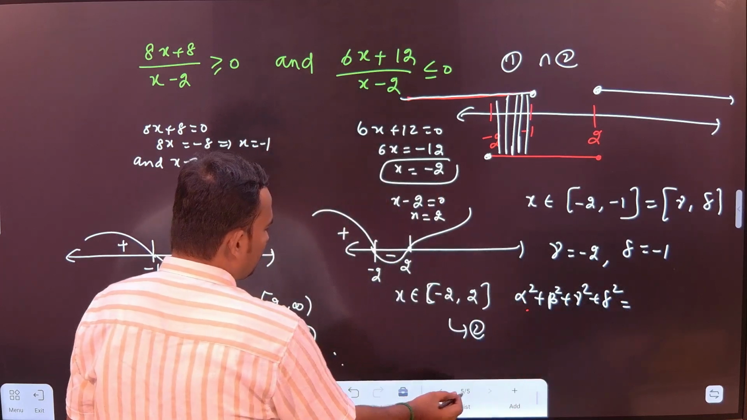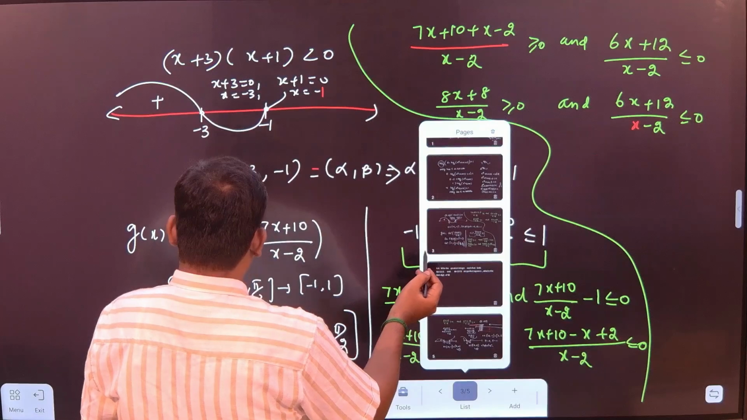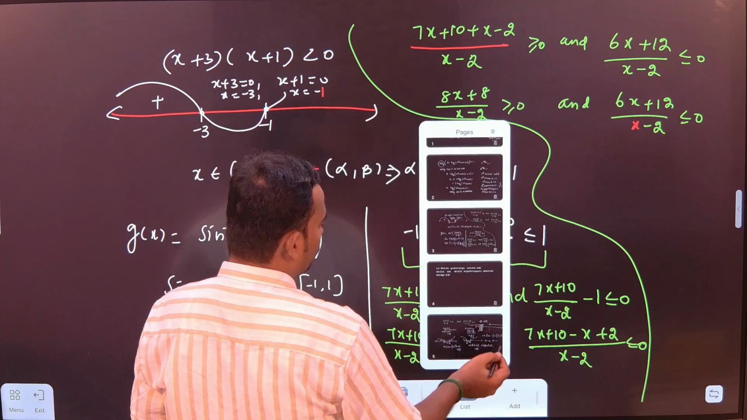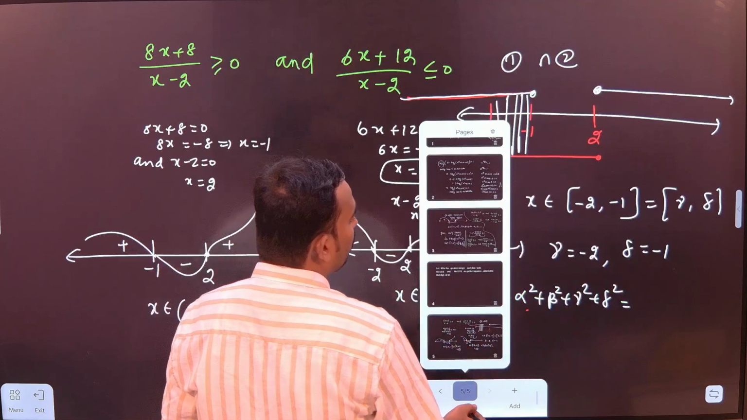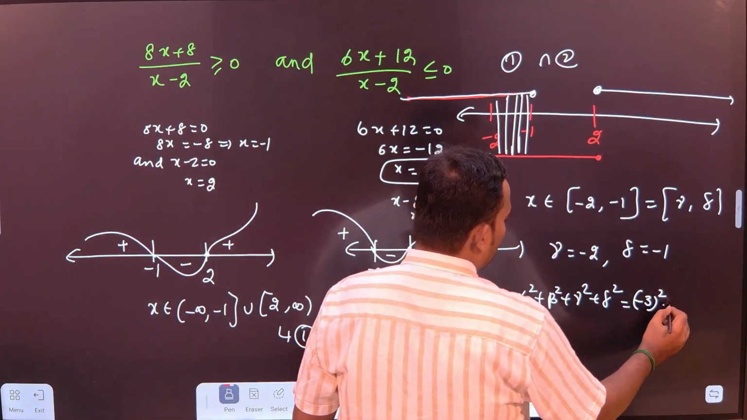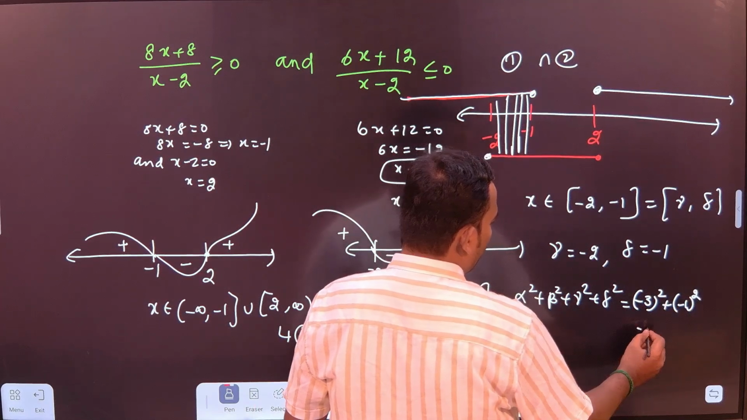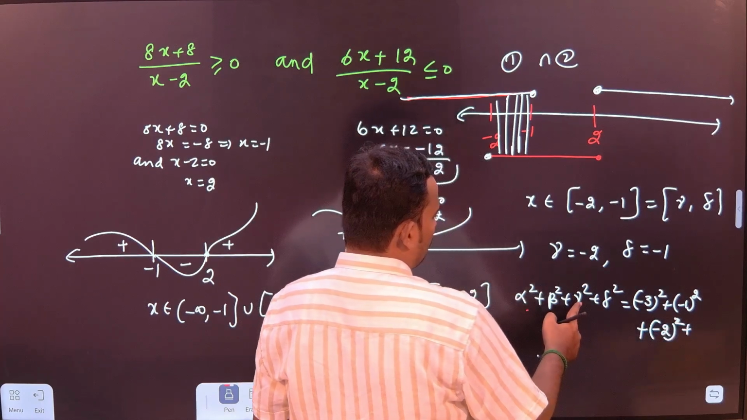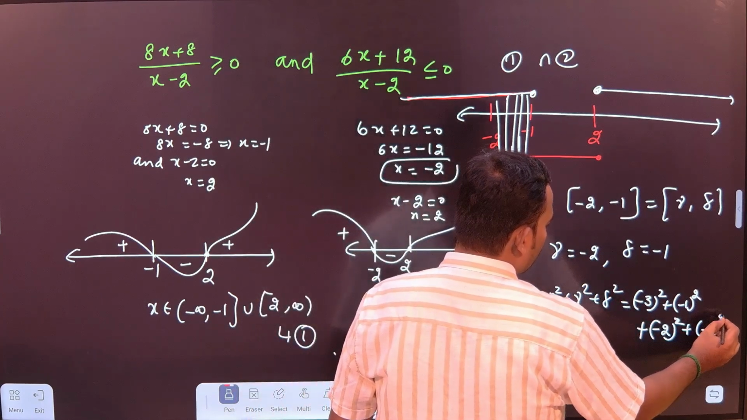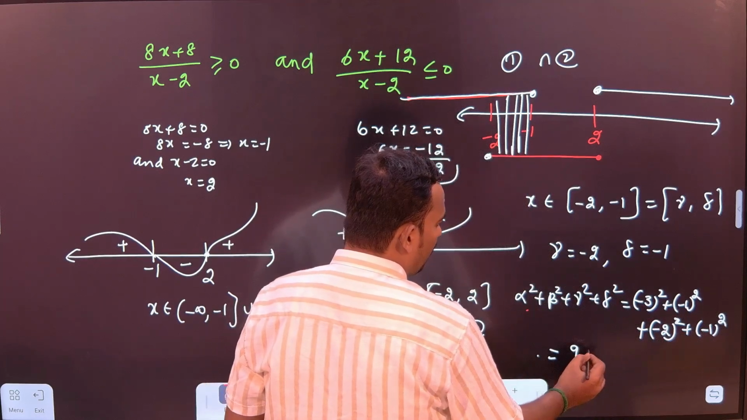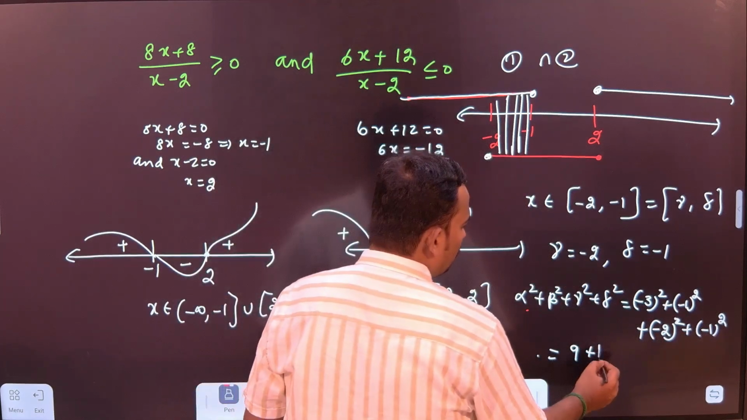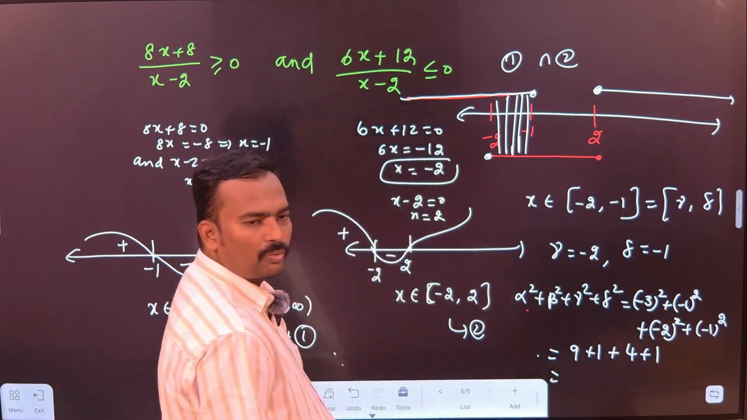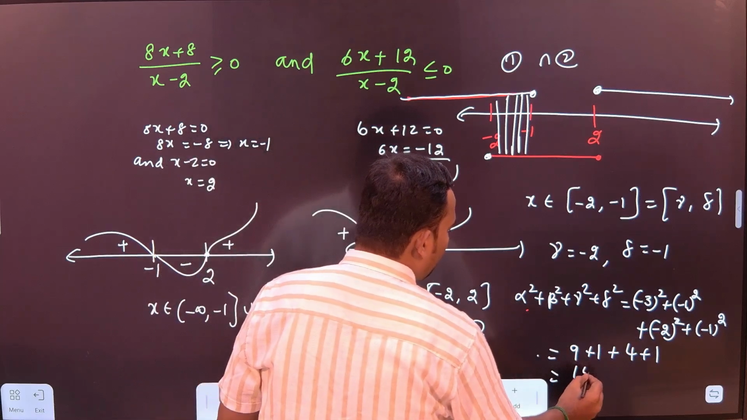So what they're asking, alpha square plus beta square plus gamma square plus delta square is equal to, what is alpha? We already got it. Minus 3 and minus 1: minus 3 whole square plus minus 1 whole square, plus gamma, minus 2 whole square, plus delta, again minus 1 whole square. Solve this one. Minus 3 square is 9, plus minus 1 whole square is 1, plus minus 2 square is 4, plus 1. So 10 plus 4 is 14, 14 plus 1 is 15, which is your answer.